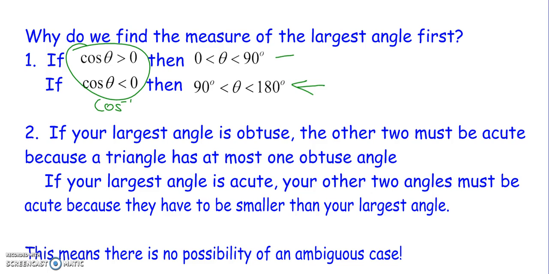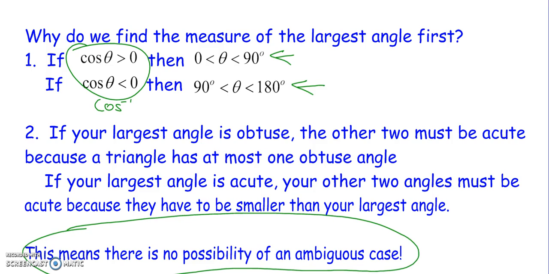What's happened? The ambiguous case comes in when you have angles that are acute. Well, if my biggest angle is acute, then my other angles also have to be acute, and therefore I can't have an obtuse triangle. And if I can't have an obtuse triangle to create, then I never need to worry about the ambiguous case. So that idea of always finding the largest angle first eliminates us from needing to think about the ambiguous case with cosine, which makes it, for some, easier to work on.